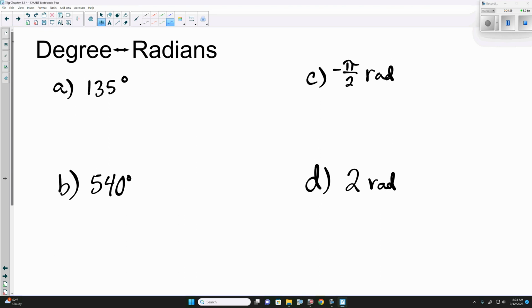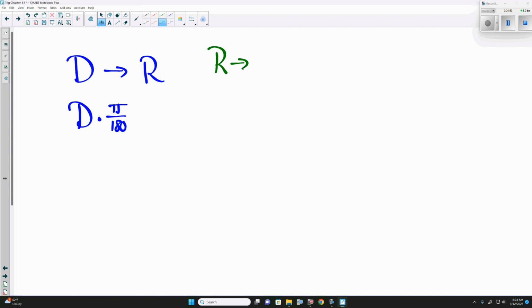Degrees to radians, radians to degrees. Now the way we convert from one to the other and vice versa is using a set formula. Now you can write this off to the side. But to go from degrees to radians, you take the degree measure and multiply it by pi over 180. To go from radians to degrees, we multiply the radian measure by 180 over pi.